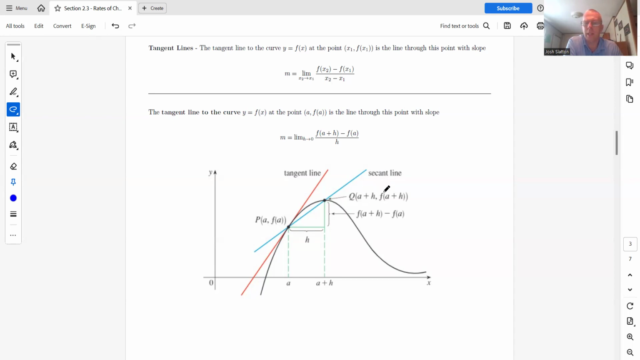a plus h and f of a plus h, which would be the point Q, and that difference is a change in y, and then we have a all the way up to a plus h, whatever distance that might be, and that would be our change in x. And so we have this over this, which would be the average rate of change between those 2 points on the curve. And if we shrink that down so we're only looking at 1 point, and we have a line that only touches the curve at that 1 point, then we call that the tangent line. And the slope of that is the instantaneous rate of change. So those are actually the same things.